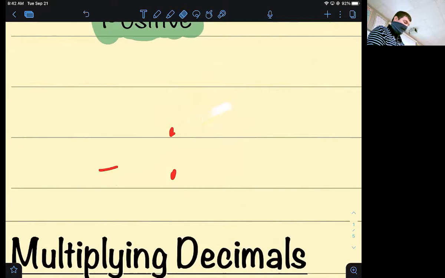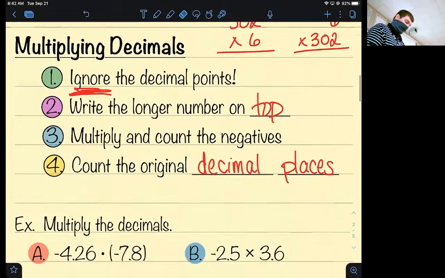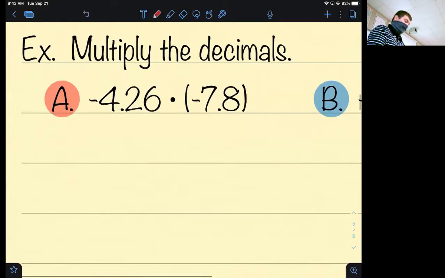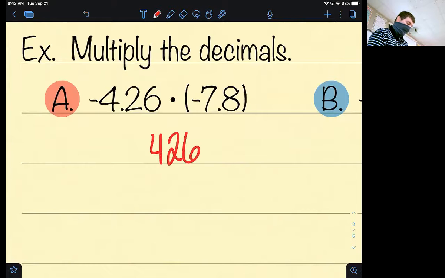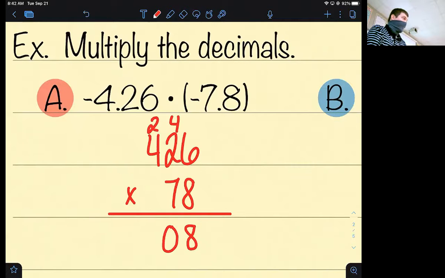And to ensure that you don't line them up, I want you to pretend they're not even there. Just ignore them. Okay? If I ignore the decimal points, what's this first number going to say? Yep, 426. What's the second number going to say? And of course, I would write 426 on top because it's larger or longer, right? I'm just going to multiply that. Ignore the decimal points. What's 8 times 6? 48. 48, carry the 4. 8 times 2? 16 plus 4? Should be 20. Close. 8 times 4? 32. 32 plus 2 is 34.